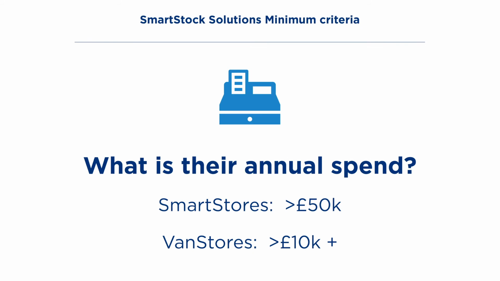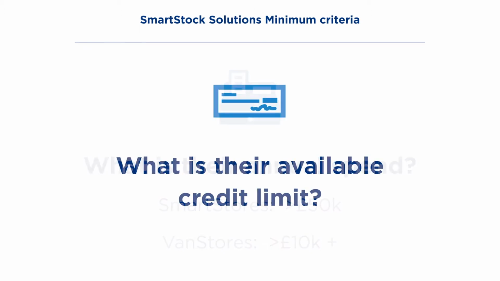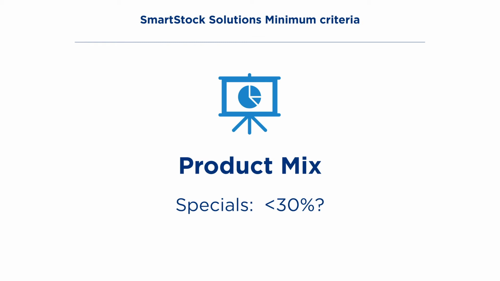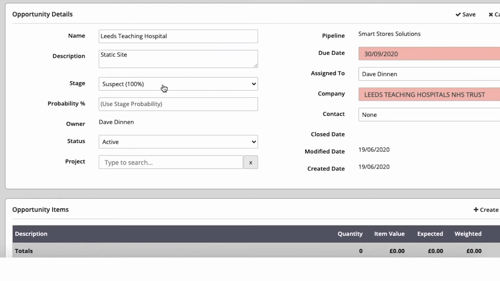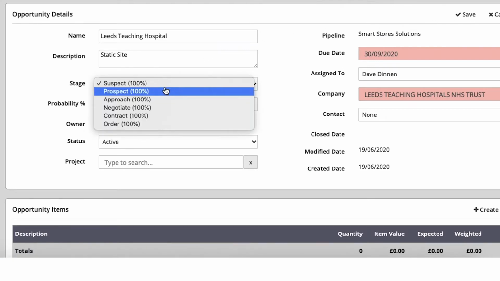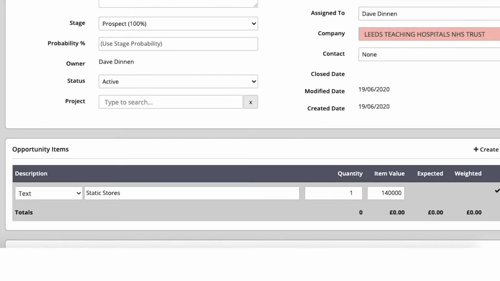During the selling process, you need to find out if your customer meets the minimum criteria. Annual spend greater than £50,000 on stores and £10,000 per annum on vans. Do they have the available credit limit? Also, product mix and specials lower than 30% of their total spend. If your customer meets the minimum criteria, please update the opportunity stage on Vector to prospect and add sales opportunity amount.